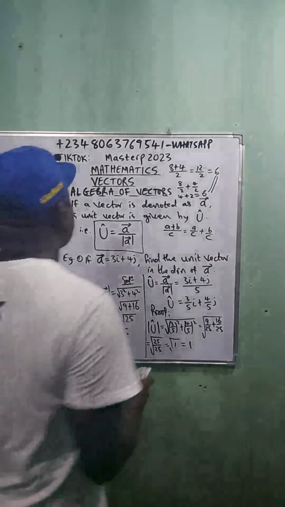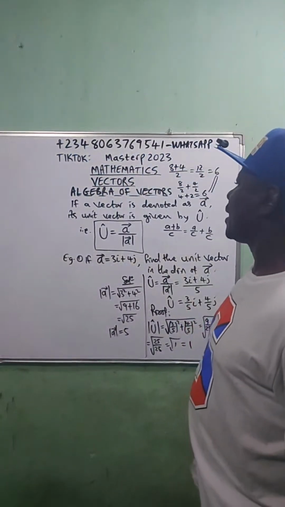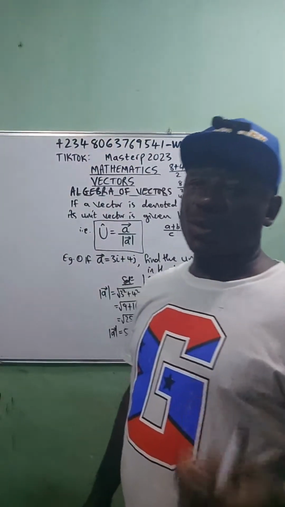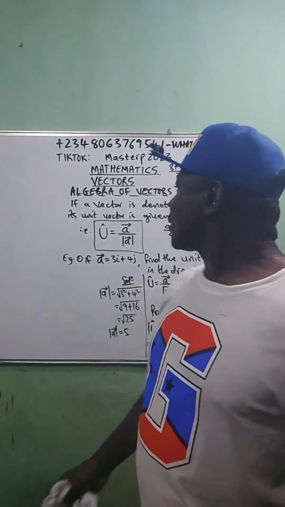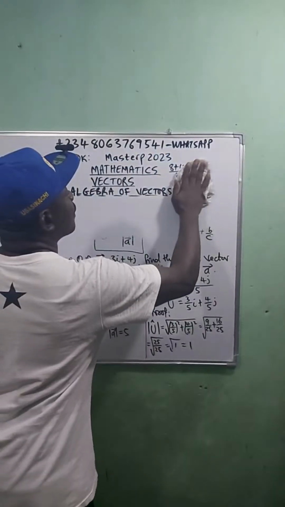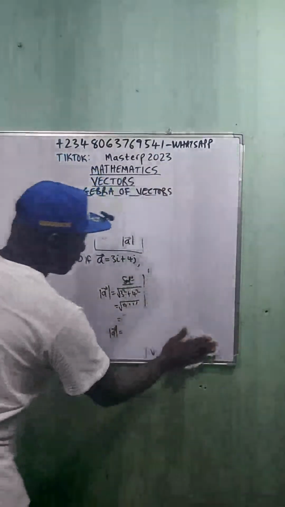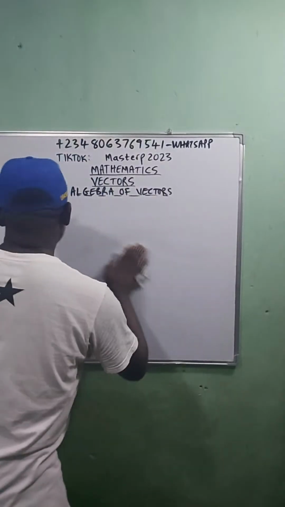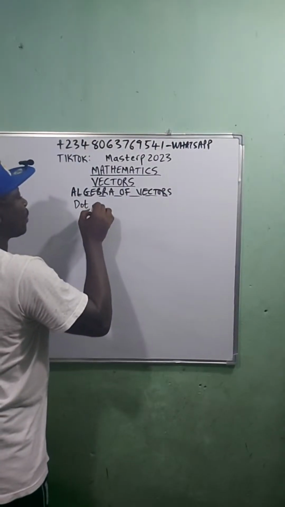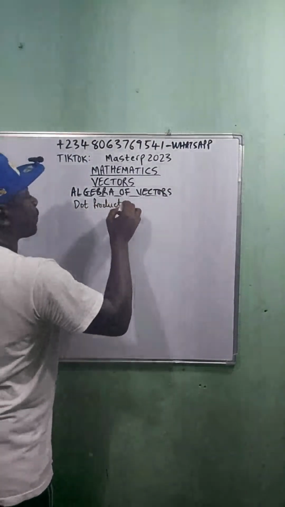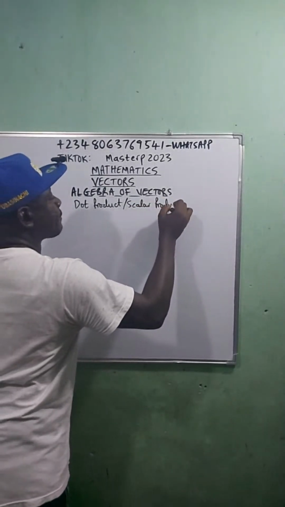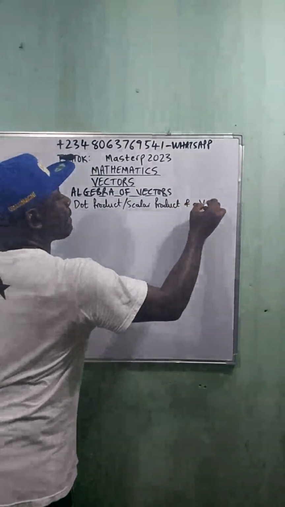Okay. So that is that about the unit vector. Then there's also what we call the dot product of vectors. There's also what we call the cross product. So let's look at the dot product, or you call it the scalar product of a vector.